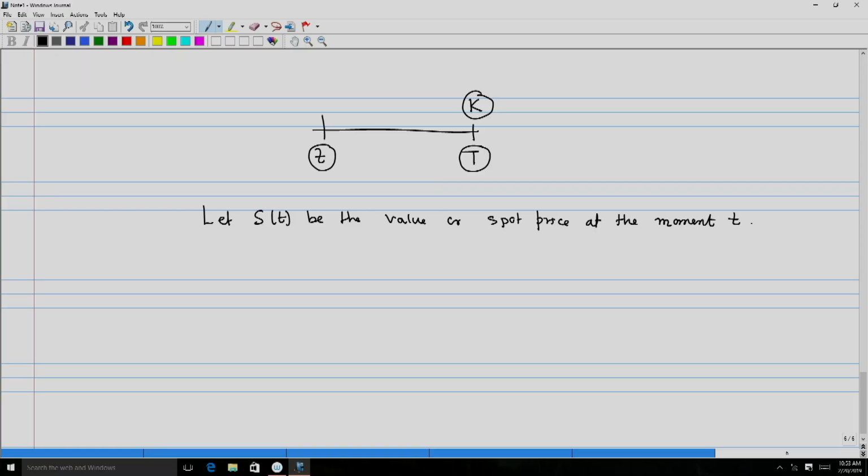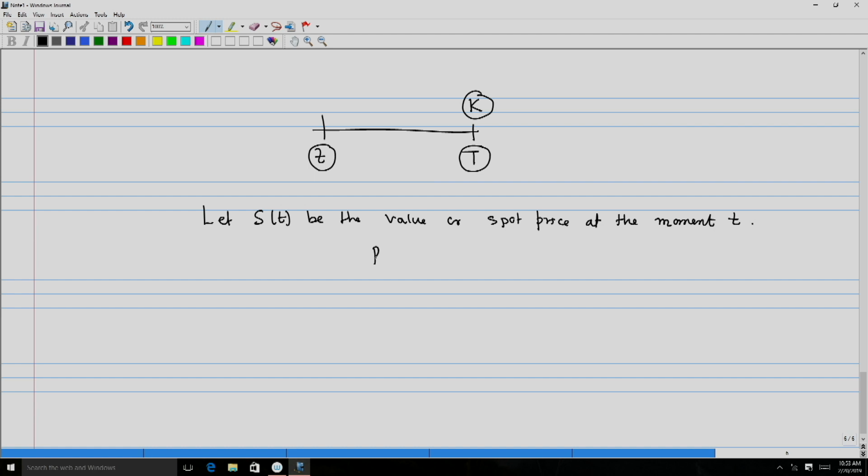So, we will denote S of t as the value or the spot price at this moment t, and in general S of t will be used to denote the price of the stock at any generic time small t. So, then what are the parties involved? Let us look at the position of the parties involved here.